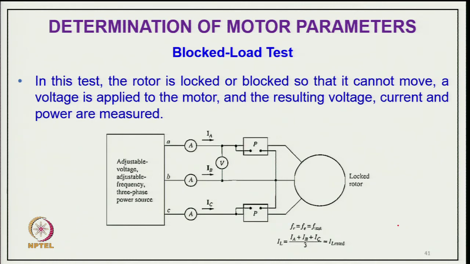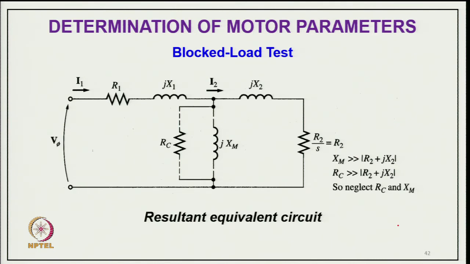So, you need an adjustable voltage, because you require a very small voltage to get the rated current under blocked rotor condition, because normally the starting current is very high. So, if the starting current is 5 times the rated, it means you have to apply only 20% of the rated voltage to get the rated current in that case.